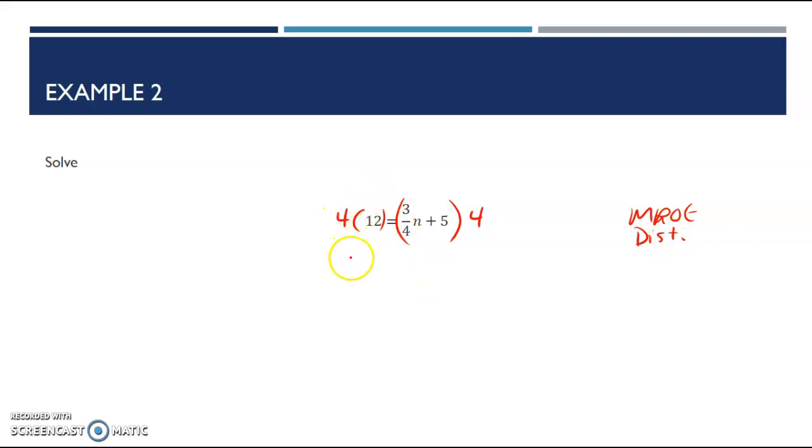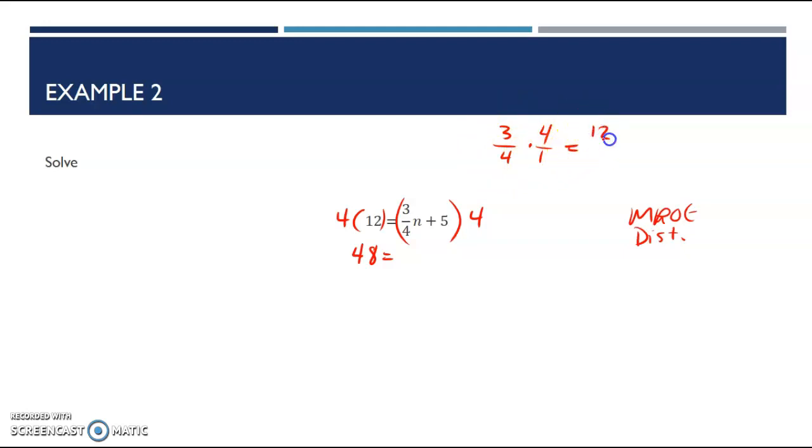So I'm going to take 4 times 12, that's going to give us 48. And then 3/4 times 4, you can write it out, 3/4 times 4 over 1. And you could take 3 times 4 divided by 4 times 1.